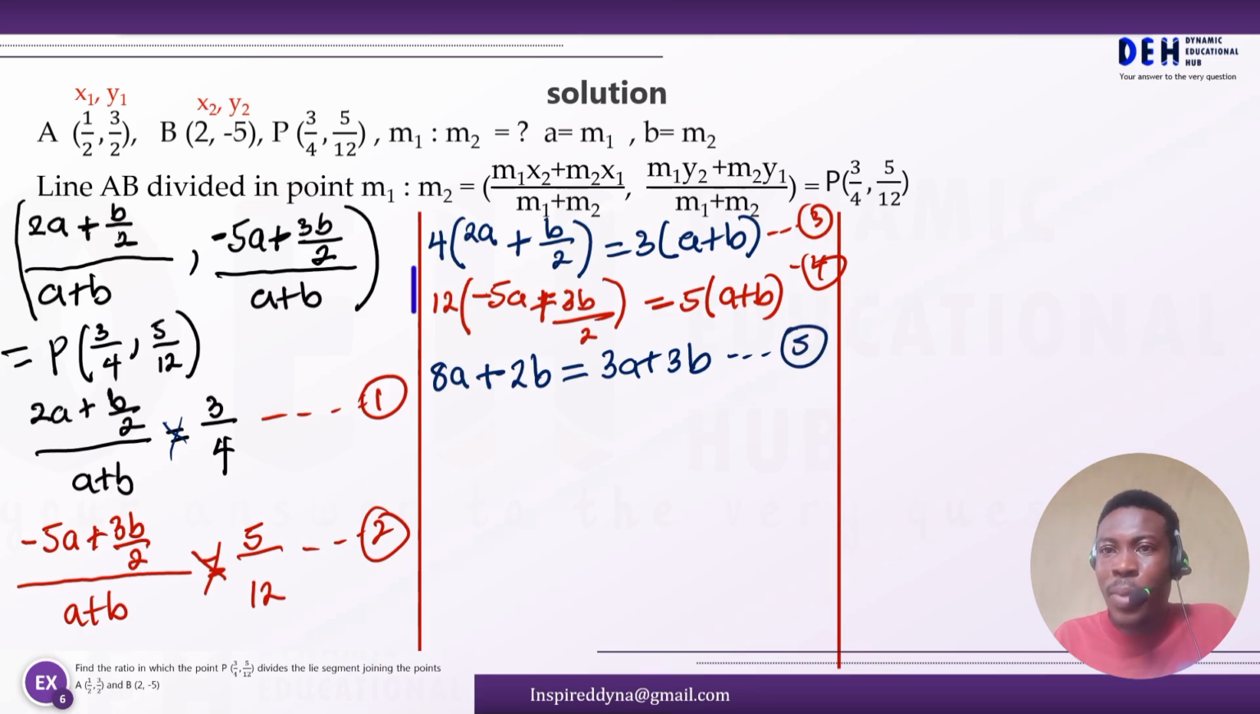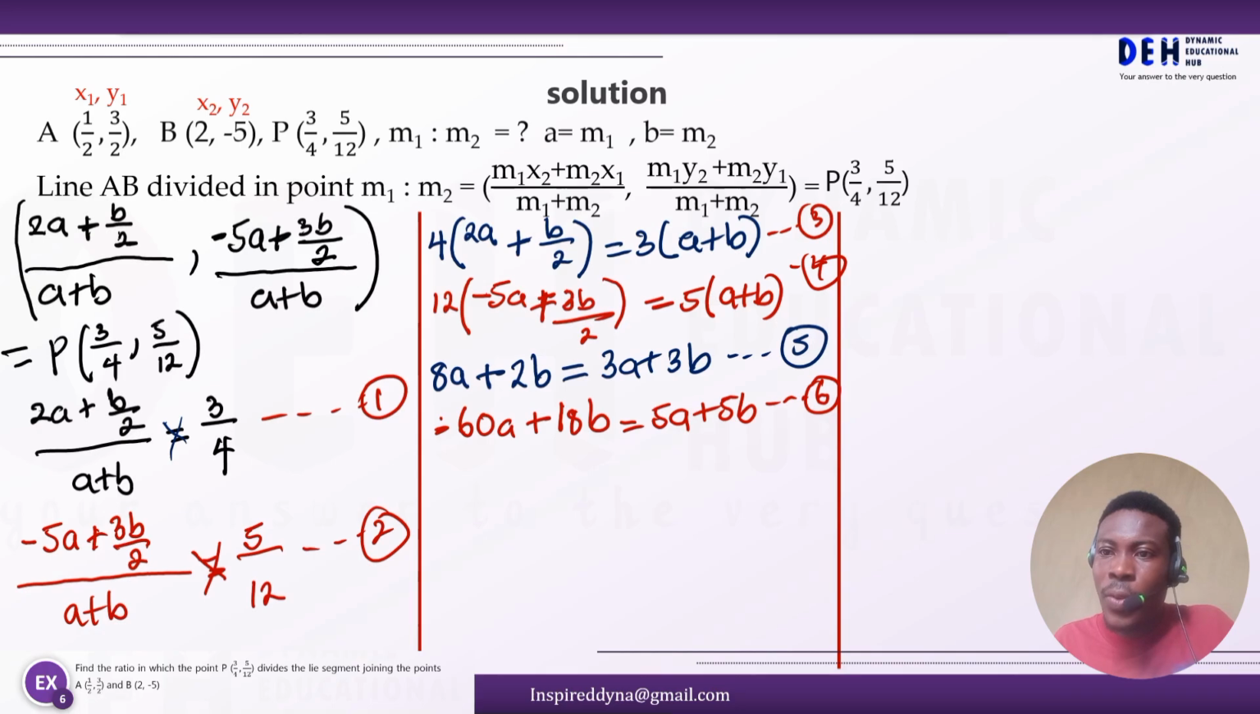Now let's expand this again. If we expand this, we are going to have 12 multiplied by −5a, that is −60a, plus 12 multiplied by 3b over 2, 12 divided by 2 we have 6, 6 times 3, we have 18b here. Should give us 5a plus 5b. So let's call it 6.